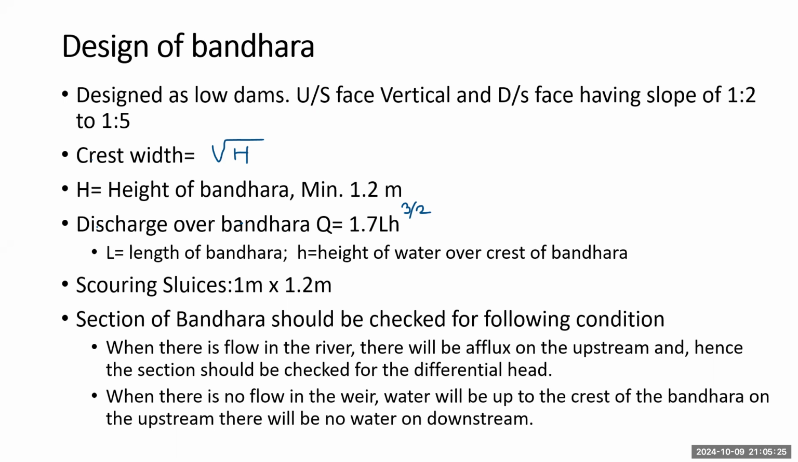Along with that, the crest width is decided with respect to the formula root of h, where h is the height of Bandhara. The height of Bandhara is minimum 1.2 meter. Based on the discharge over Bandhara, we can find out the length of Bandhara. The discharge formula is Q equals 1.7 times L times H raised to 3 by 2. Then the scouring sluices, which are rectangular channels, should be of size 1 meter by 1.2 meter, 1 meter wide and 1.2 meter depth. Such rectangular tunnels are provided through the Bandhara section and are called scouring sluices.